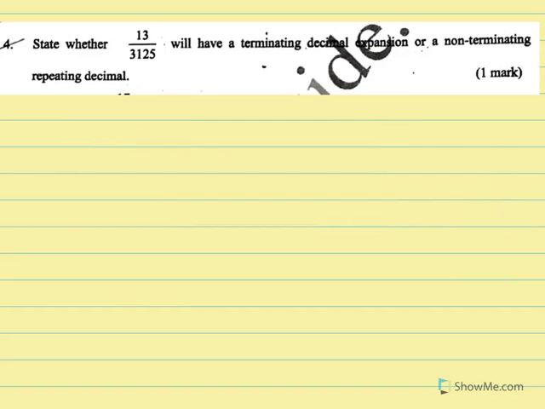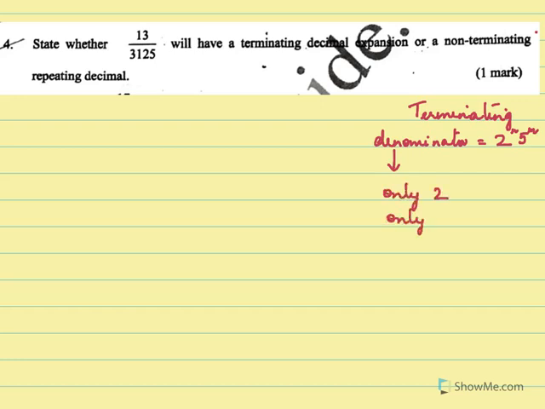State whether 13 over 3125 will have terminating or non-terminating repeating decimal. Now to find out if it is terminating, what is the condition for terminating? The denominator should be in the form of 2 raised to n, 5 raised to m. Means the denominator must have only 2, only 5 or 2 and 5 as the prime factors. It should have no other number besides that.